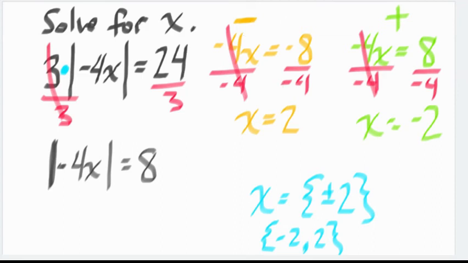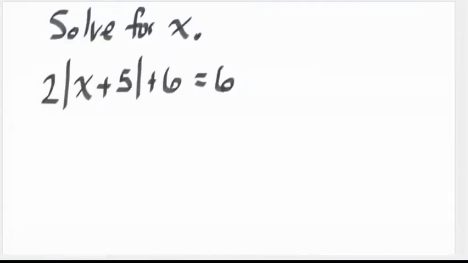Couple more examples here, some special cases to finish off here. Okay, now one like this, we've got a little bit more to get rid of on the outside. So we have the +6 and the 2 being multiplied on the outside, but both have to go before we do any kind of splitting. And just like solving a two-step equation, you got to get rid of the addition before you get rid of the multiplication. So we're going to start by subtracting 6 from both sides.